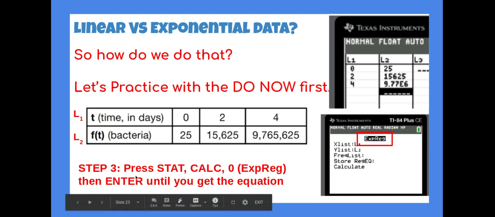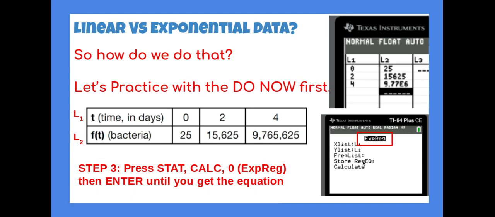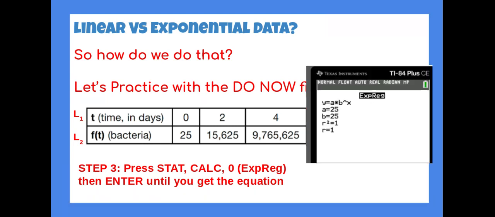Now what we're going to do is press stat, calc, and 0 to get our exponential regression, and then press enter until you get the equation. So you press enter, enter, enter. Pause the video to do that, and you should get this on your screen. If this doesn't come up on your screen, please go back and retry plugging your data in to get back to here. Pause your video to do that.